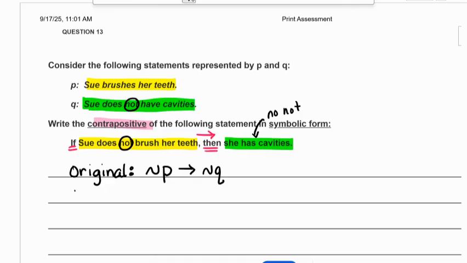For the contrapositive, we have to switch and negate this notation. So switch and negate, and we would end up with regular Q, arrow, regular P. And that would be your final answer.